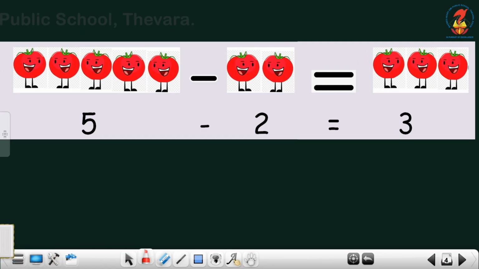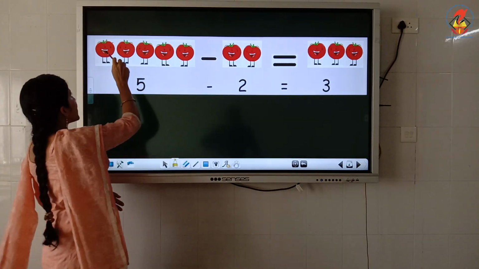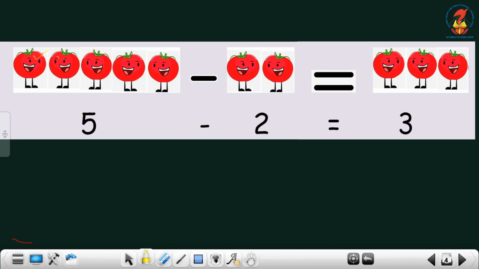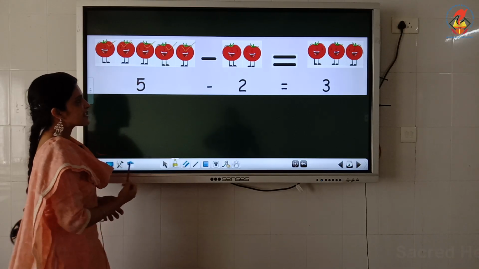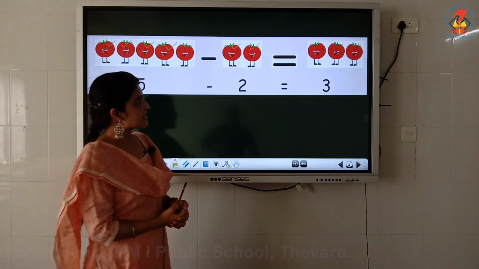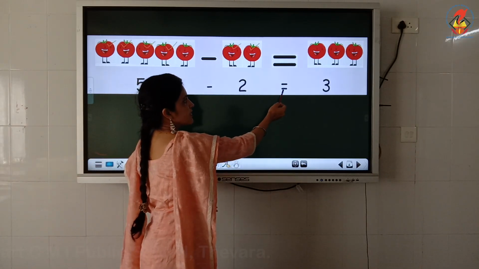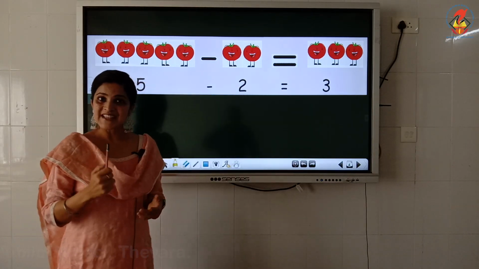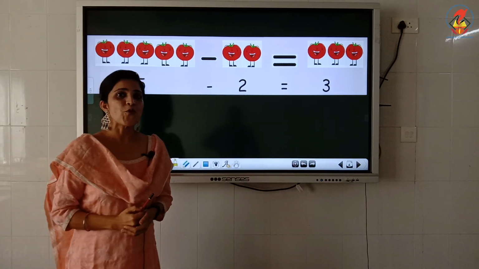Children, here I have 2 sets of tomatoes. In the first set, there are 1, 2, 3, 4, 5. So, we write 5 under it. Then, you have to draw minus. In the second set, we have 1, 2 tomatoes. After that, you have to write equals. Equals, as you remember, helps us to know the answer.